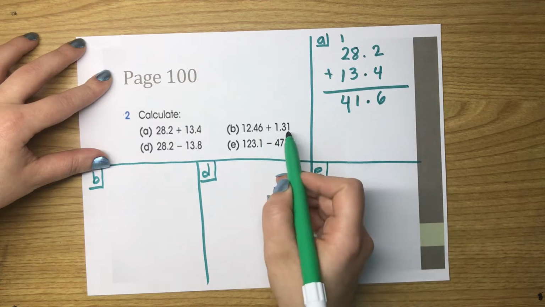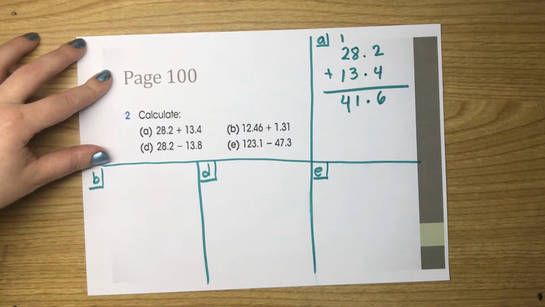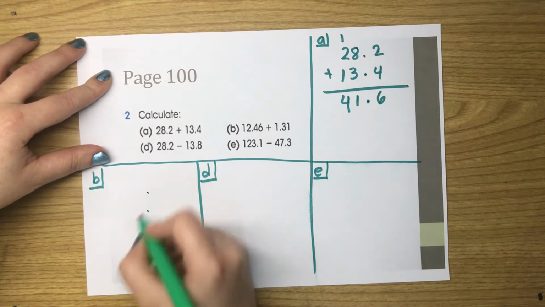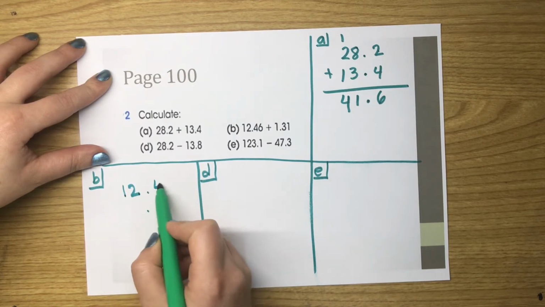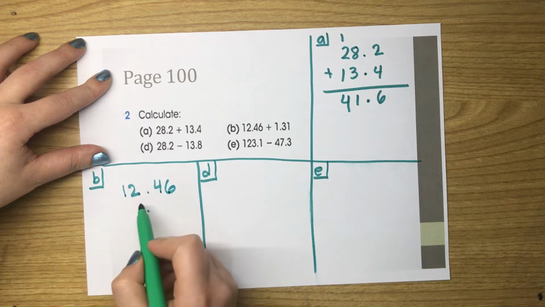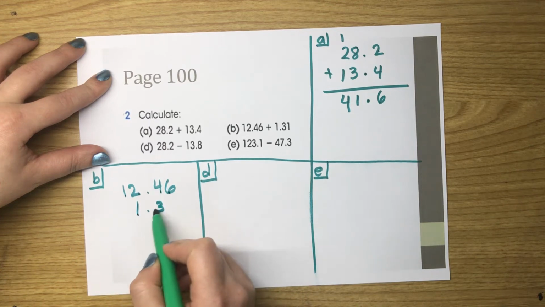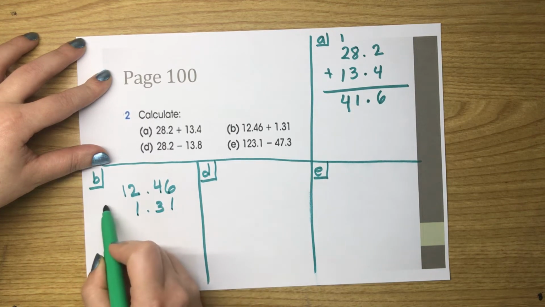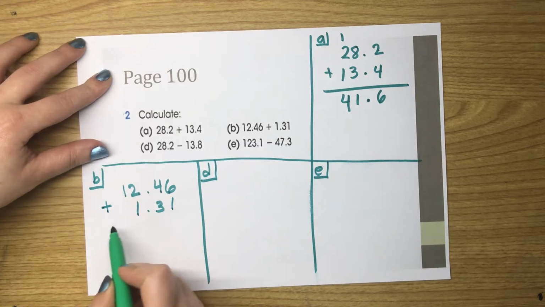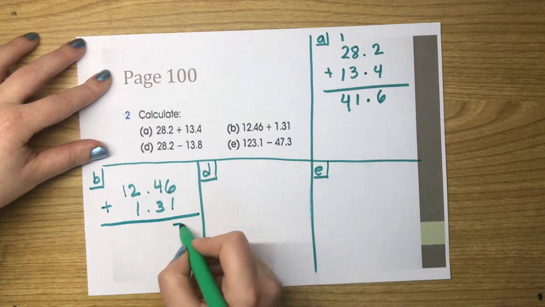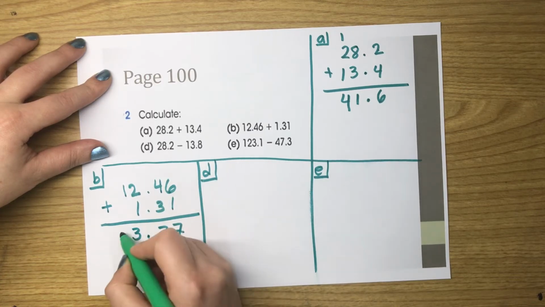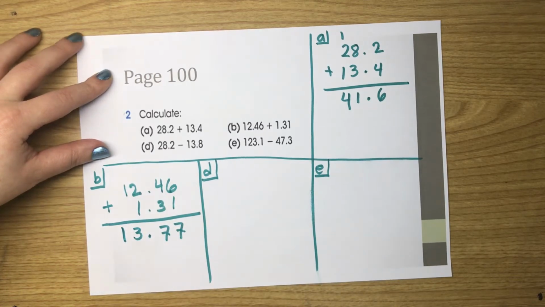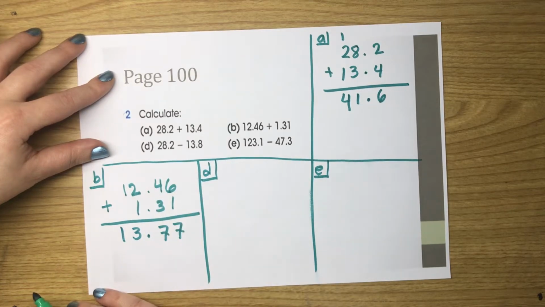B. We have to find the sum of 12.46 plus 1.31. Okay, put the decimal points first. Write down 12.46, 1.31. Here is a missing place, but it's okay. As you know, we have to add. 7. Put the point down. 13. Easy, guys.